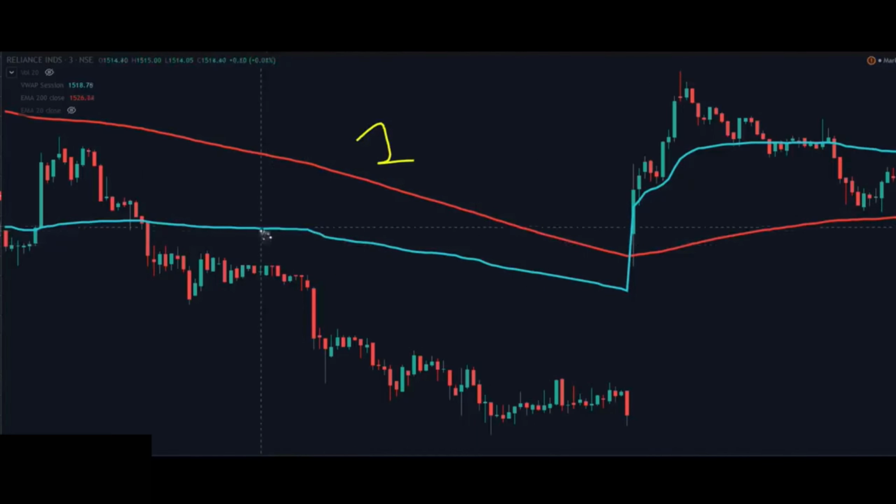Just because the price crosses the VWAP line doesn't have to mean that the trend is changing. If the stock price wants to find support or resistance at the VWAP, it can do it a little bit above or a little bit below the VWAP line. It doesn't have to be exactly on the line.